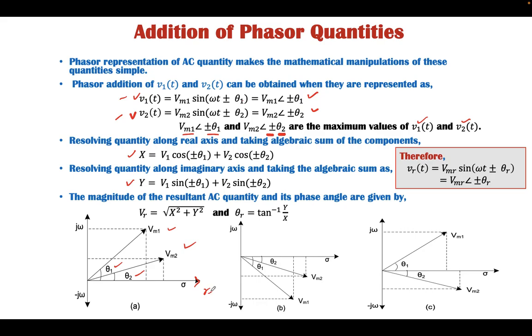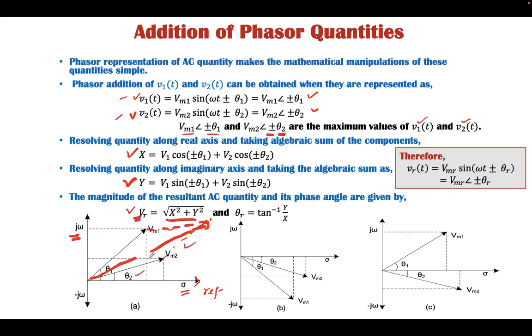with respect to the reference. This is the real axis, this is the imaginary axis. Along the real and imaginary axes, when these two quantities are resolved, we can find out x and y. Knowing x and y, we can calculate the magnitude of the resultant of these two quantities, and this resultant is nothing but the parallelogram. Applying the parallelogram law of forces, we can also resolve this as the resultant VR, the phasor sum of these two quantities.